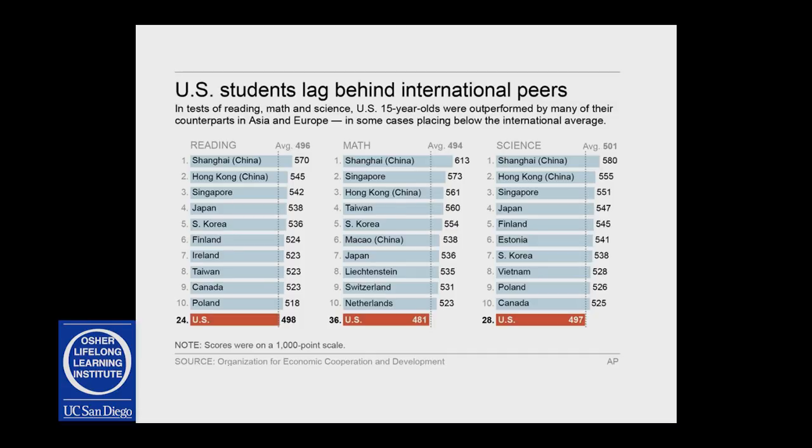Of course, we know about China and Taiwan and South Korea, but Finland also manages to be really high up on most of these lists. So it manages to work in places outside of Asia. And the question is why the U.S. can't achieve that.